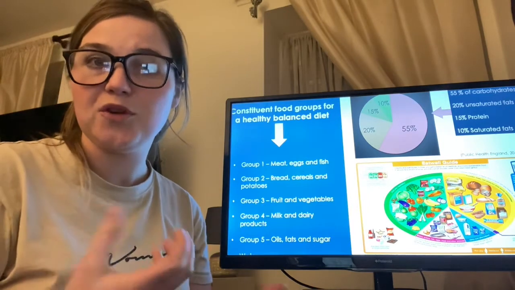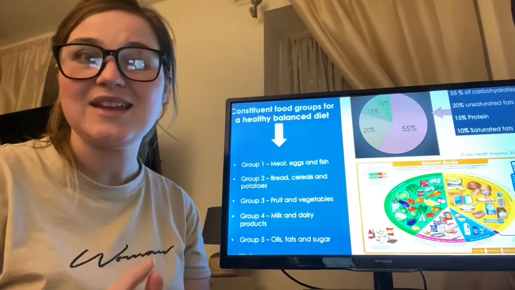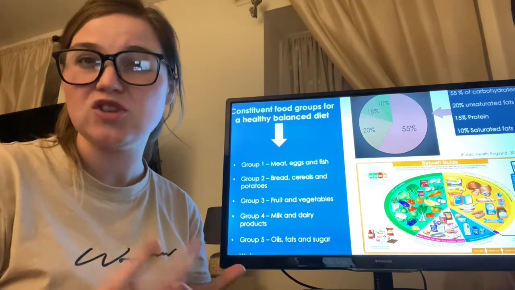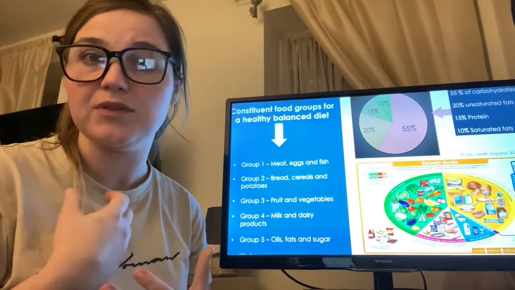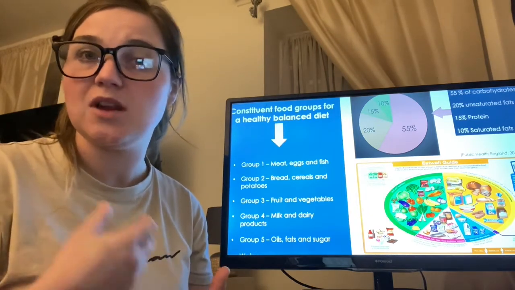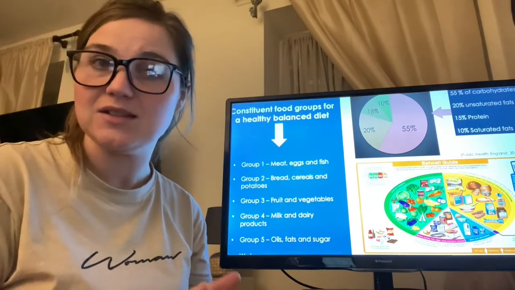Group 3 is the colourful group of them all, our fruits and vegetables. We should eat these in at least 5 portions a day. They contain extremely important vitamins and minerals, and they help prevent diseases, as well as fibre, which lowers cholesterol, keeps our bowel healthy, and aids digestion.